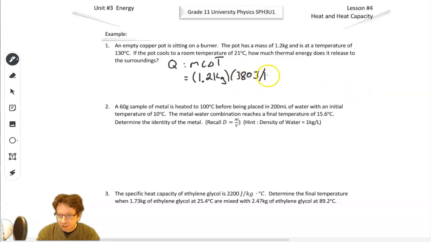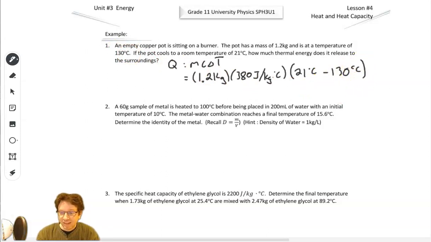Joules per kilogram degrees Celsius. And then the change in temperature. So change is always final minus initial. So our final temperature is the room temperature it cools to, 21 degrees Celsius. And our initial temperature was 130 degrees.